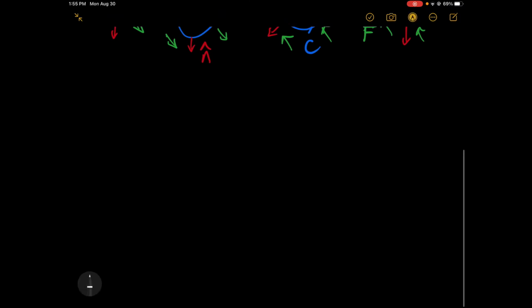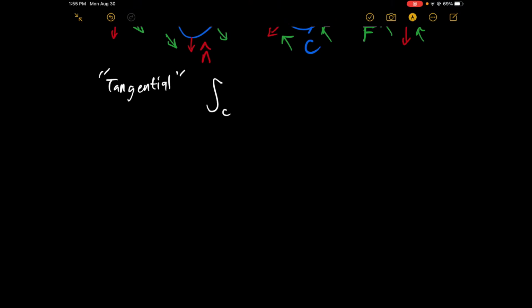So first off, let's do a small review. We are already aware that there's a tangential line integral where if I have a curve C, typically going counterclockwise, with endpoints A and B, and a vector field F, and I integrate this dot product over the domain C, then we get an answer.